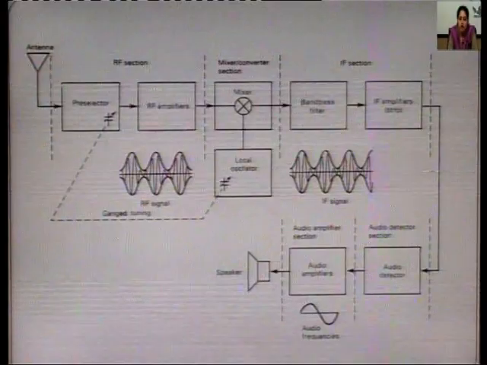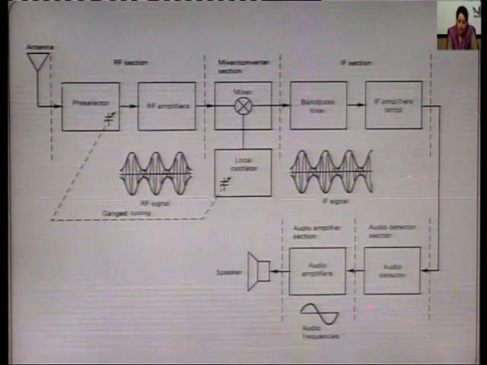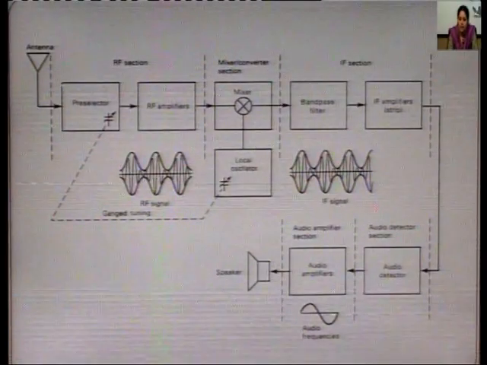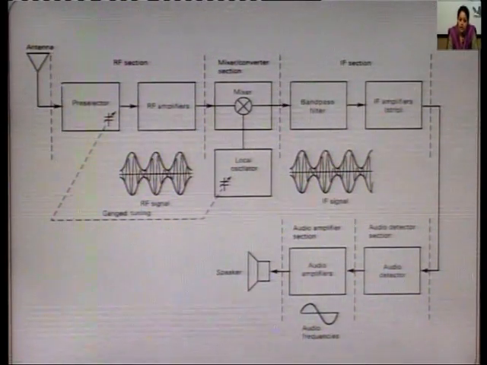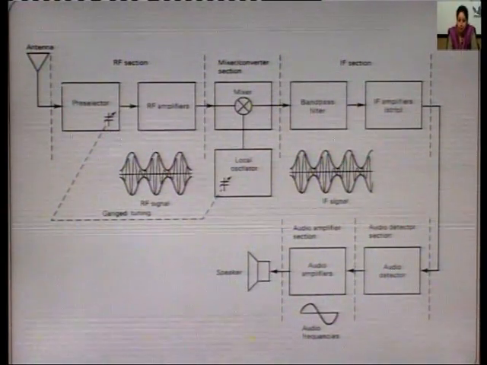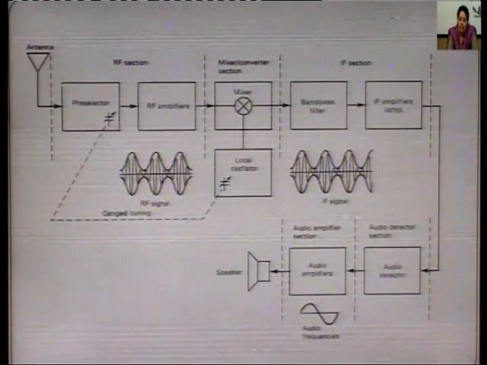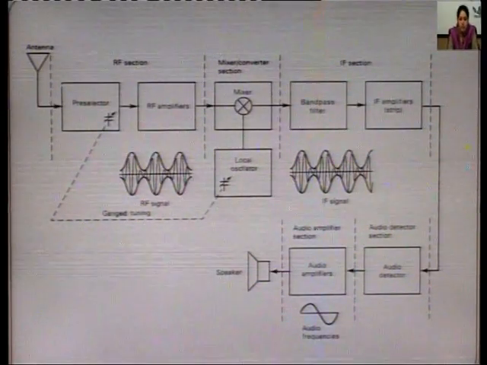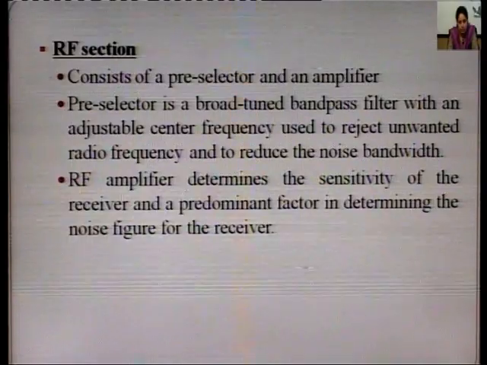Further it is given to the audio detector. The audio detector will provide the demodulation to get the original signal, and further you get the original signal. It is again amplified by the audio amplifier in the original form, and it is then given to the load circuit, and in this case we have shown the load circuit as a speaker.